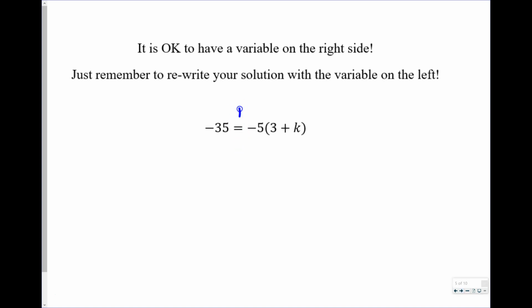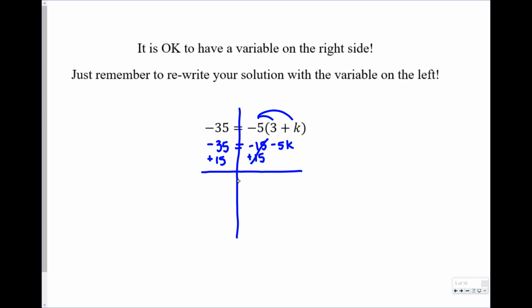So I'm going to draw my line, and now I'm going to have to distribute on the right side. The negative 35 just gets brought down, and I'm going to multiply to get negative 15 minus 5k, okay? Because negative 5 times k is negative 5k. Okay, now I'm going to add this 15 over. I know it's weird because it's like backwards.